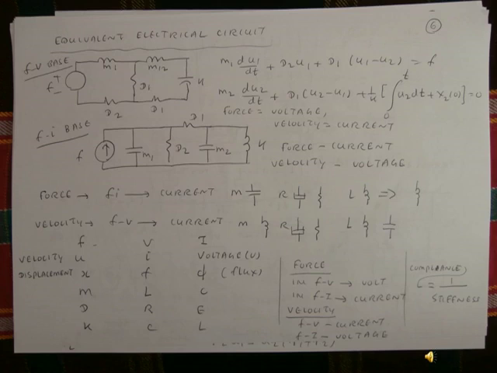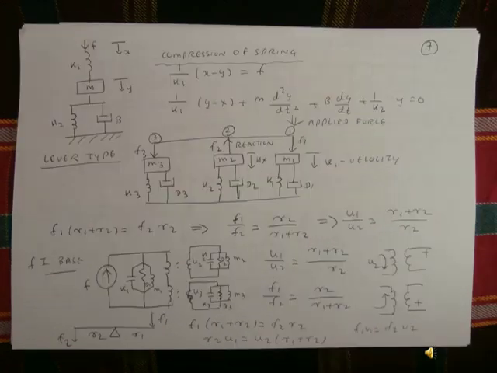Compliance is equal to 1 divided by stiffness. Then we can also write down the equation for the compression of the spring. In this case you can see there is a mass M held by the spring K1. The displacements will be H and Y. M is also held by K2, and the damper or shock absorber is B. So we write down the equation: (1/K1) H − ... = F, and (1/K1)(Y − H) + M d²Y/dt² + B dY/dt + (1/K2) Y = 0.